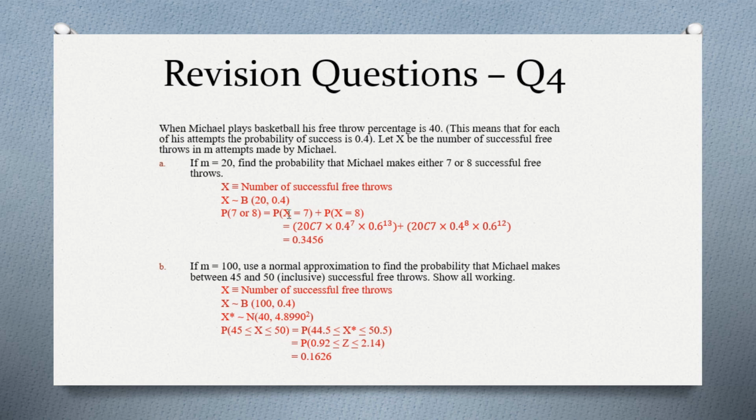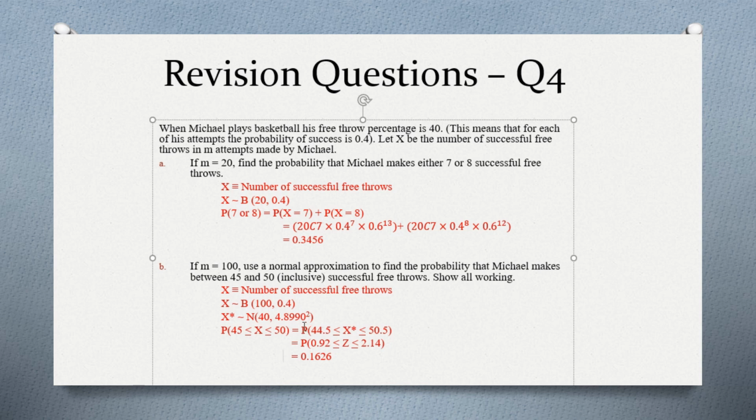7 or 8, you take the probability of 7 plus the probability of 8. Here they already told you directly to use normal approximation. You just follow. Your n will be 100, p will be 0.4. You find your mean, find your standard deviation. 45 to 50, if inclusive, this is what it means: X is more or equals to 45, less or equals to 50. Inclusive tells you 45 and 50 are included in whatever it is that you're calculating.